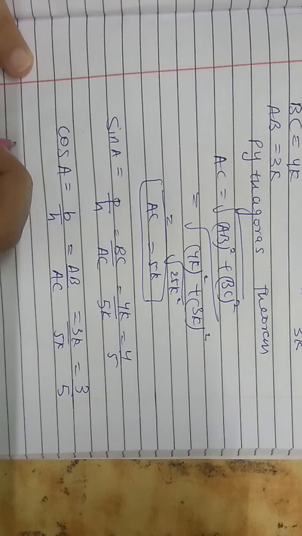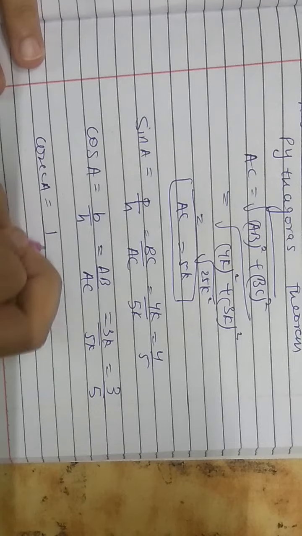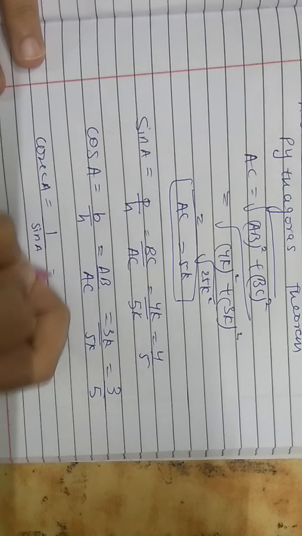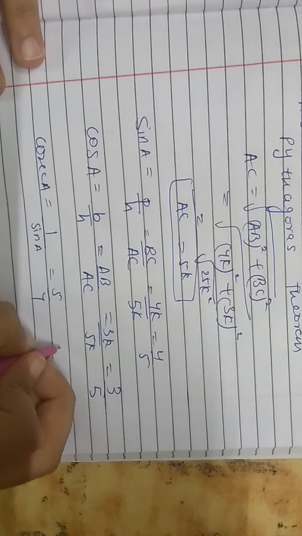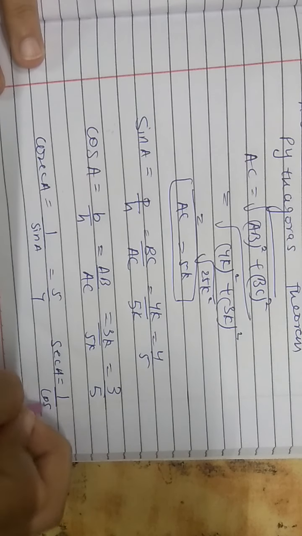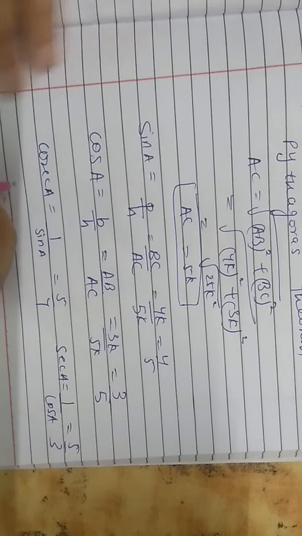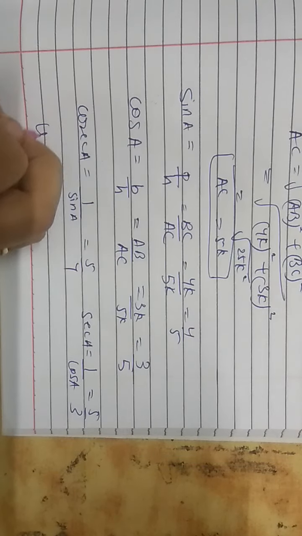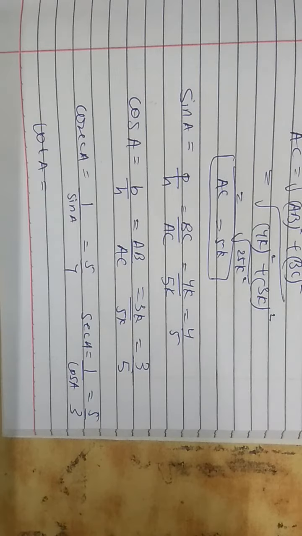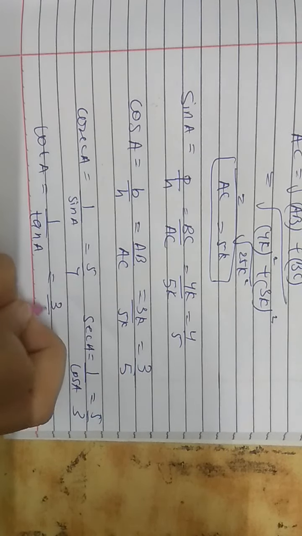Now, what is cosec A? Cosec A, remember, was the reciprocal of sine, 1 by sin A, that is 5 by 4. And sec A was the reciprocal of cos A. So that is 5 by 3. And cot A. Cot A is the reciprocal of tan. So we can write it as 3 by 4.